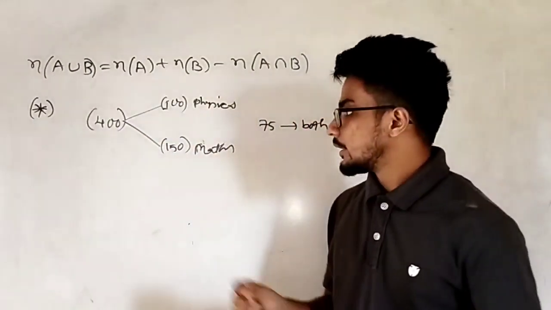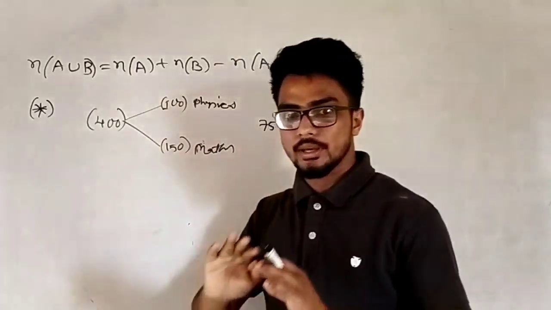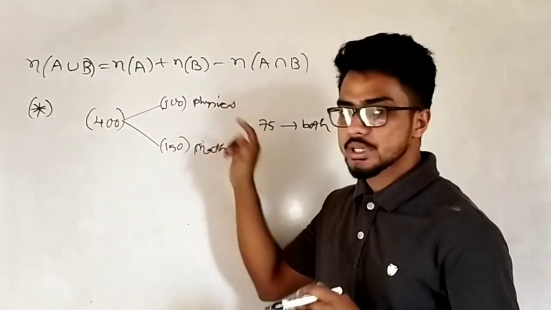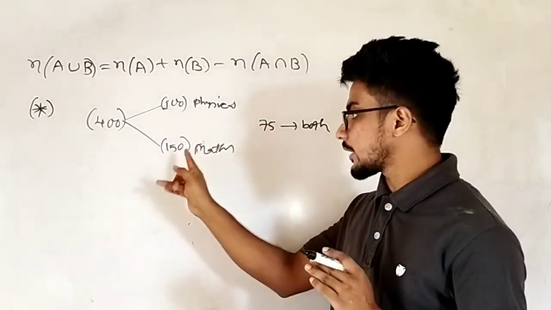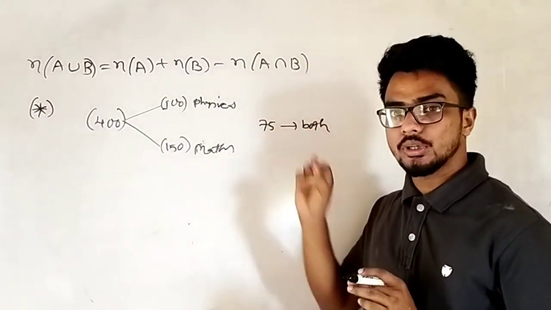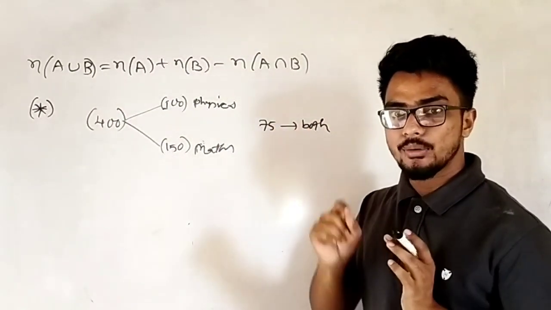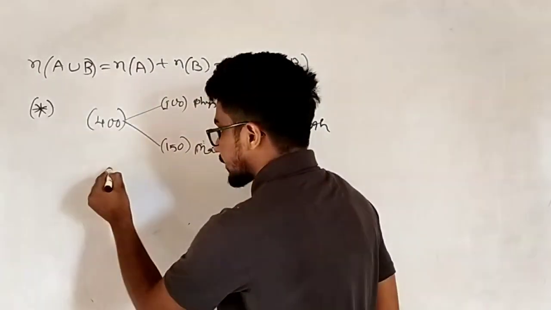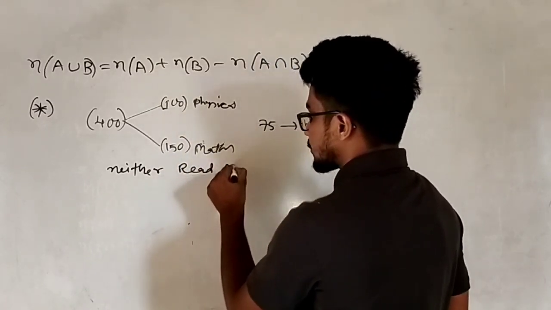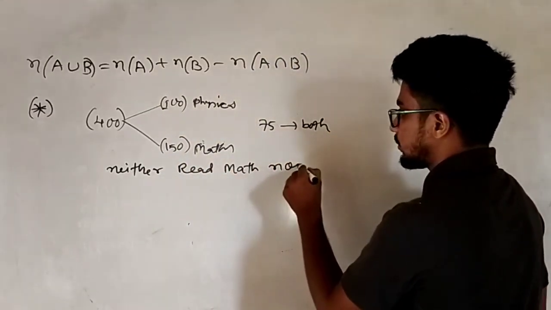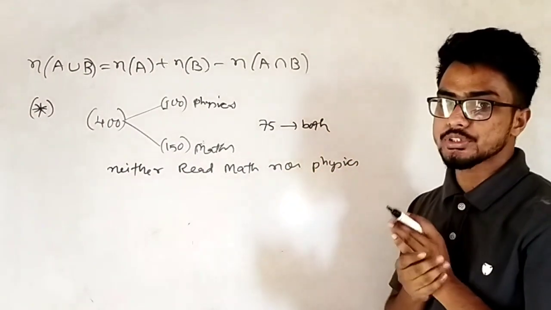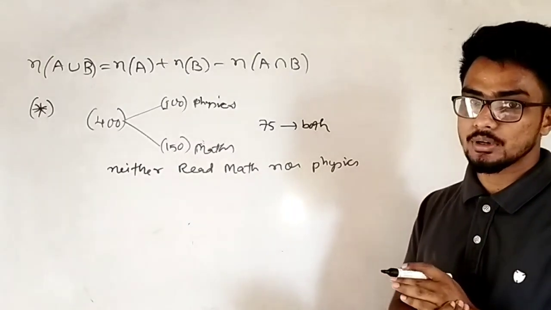What is said: there are 400 students in a college, where 100 students read physics, 150 students read maths, 75 students read both maths and physics. Now our question is how many students neither read maths nor physics? How many students read neither maths nor physics? That means what do we have to find out?